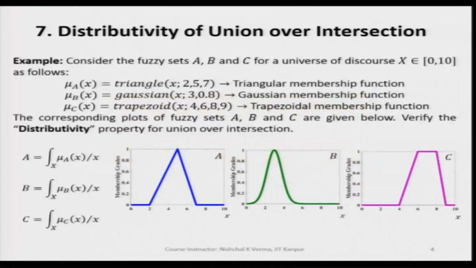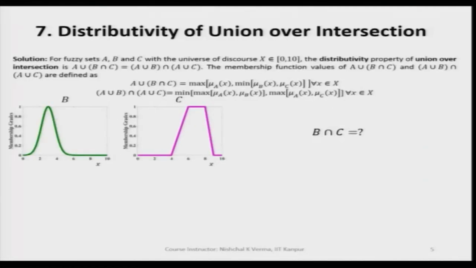So, here we have an example which has three continuous fuzzy sets. Now let us see whether for continuous fuzzy sets the distributivity property of union over intersection is satisfied or not. Of course, this has to be satisfied, but let us see how it is satisfied. So, here we have to verify basically this.